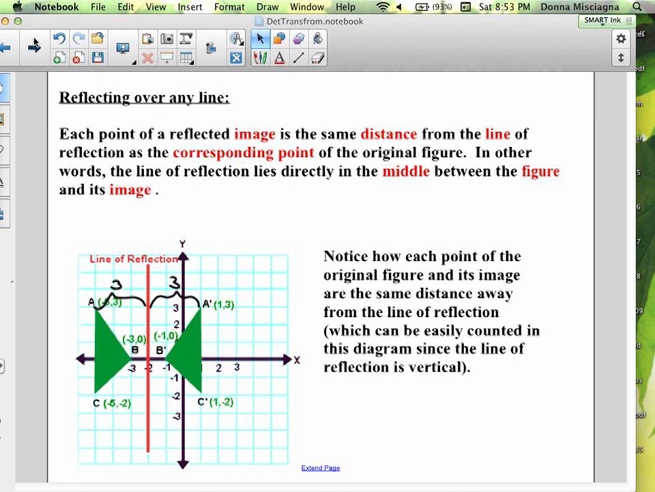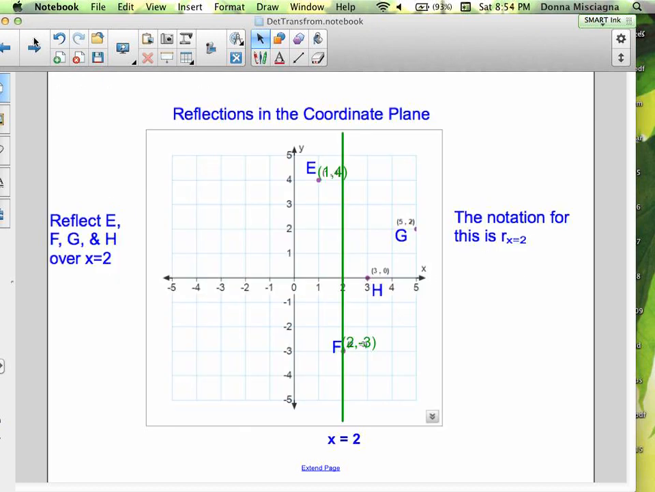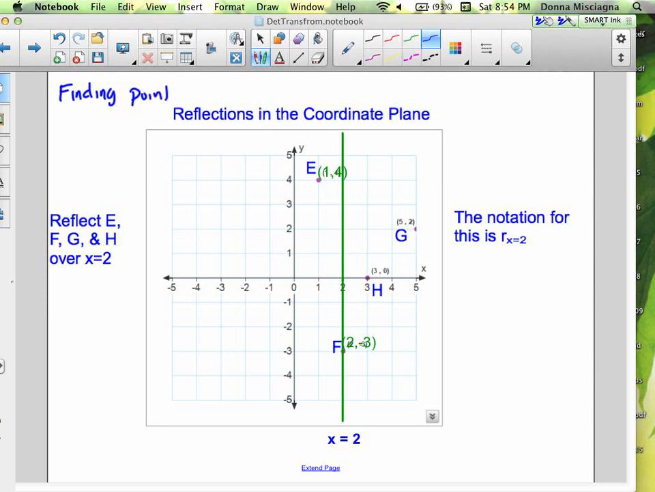Unless you have to count a really long distance and then you get confused, or you have to count so far it's not even on the coordinate plane anymore. I'll show you what else you could do. And we'll do that with G. Right? So I'm going to write that up here, and so you can add this in your notes as well. So finding points over vertical and horizontal lines.